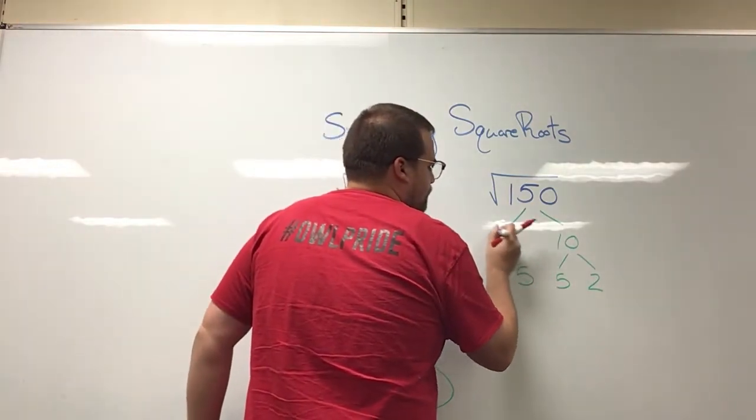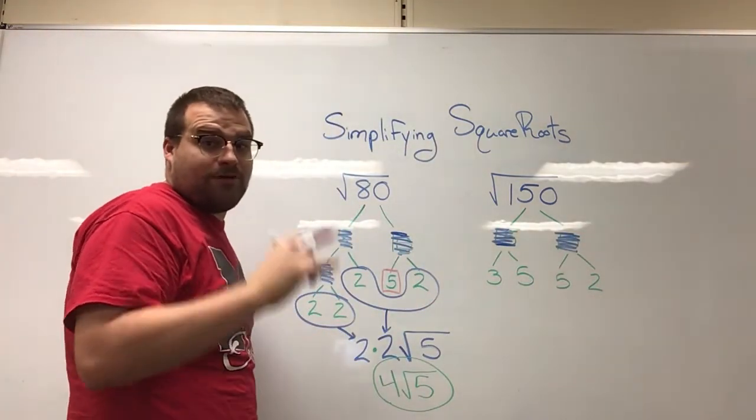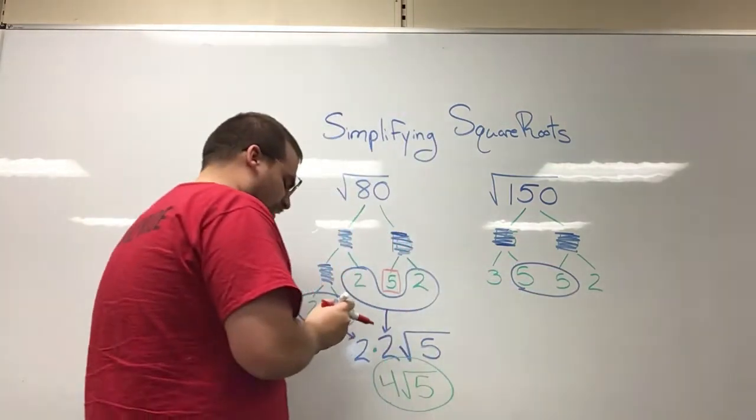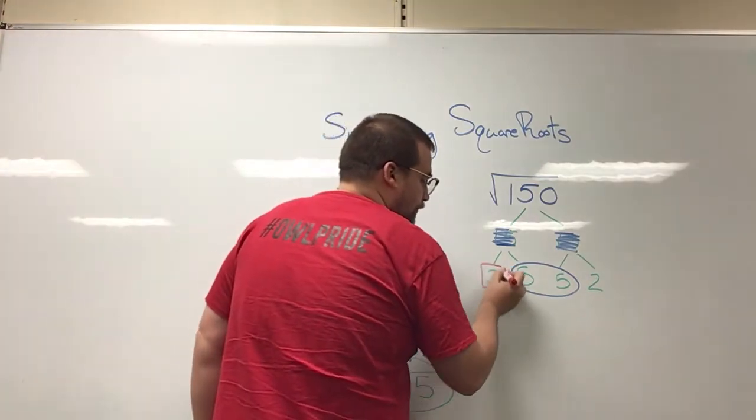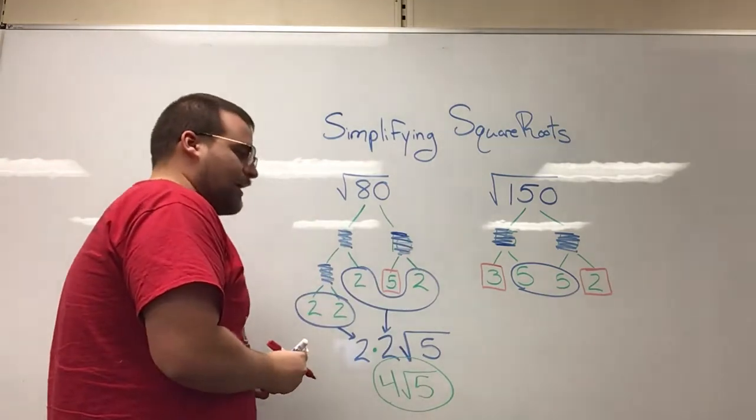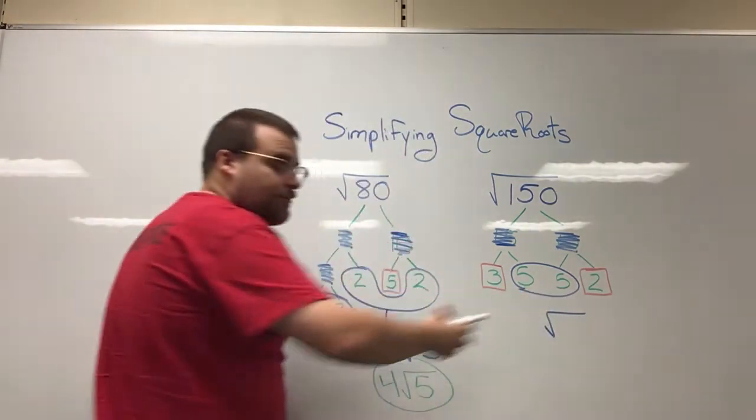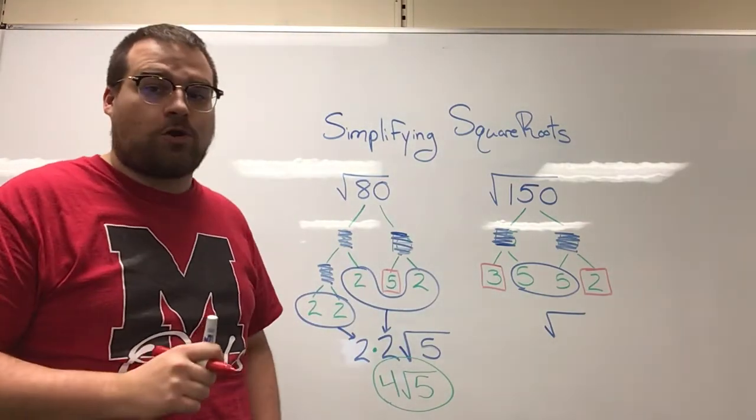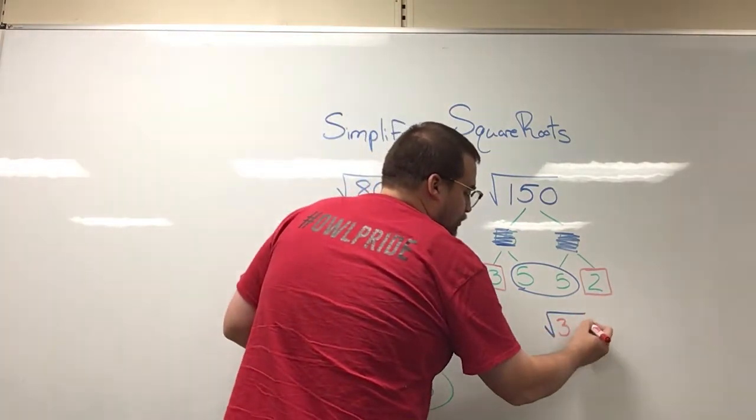Again, I forgot to mention, but if you like to block out those numbers that aren't prime, that aren't all the way at the bottom of the tree, you can. But we have a pair of 5s, and then we have a couple numbers that are all on their own. We have a 3, and then this 2. So whenever we rewrite our square root, what goes under the square root? The numbers without a pair, the numbers all by themselves. So I'm going to put a 3 under there and a 2 under there.